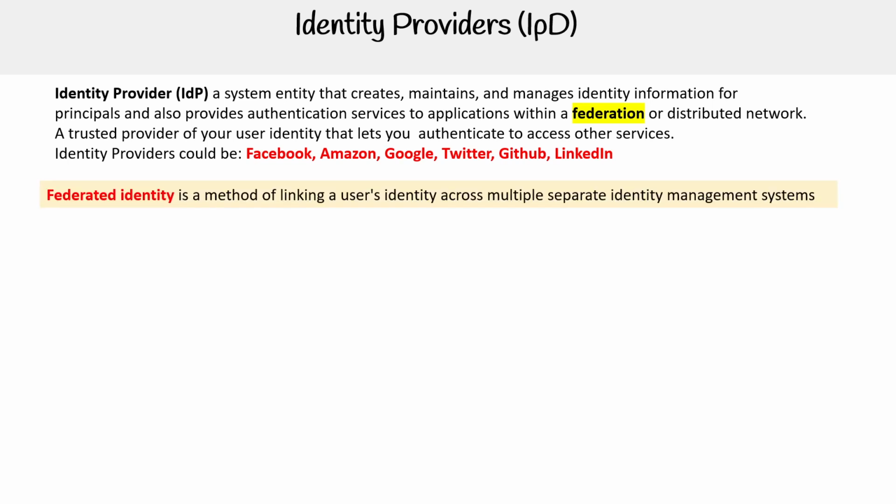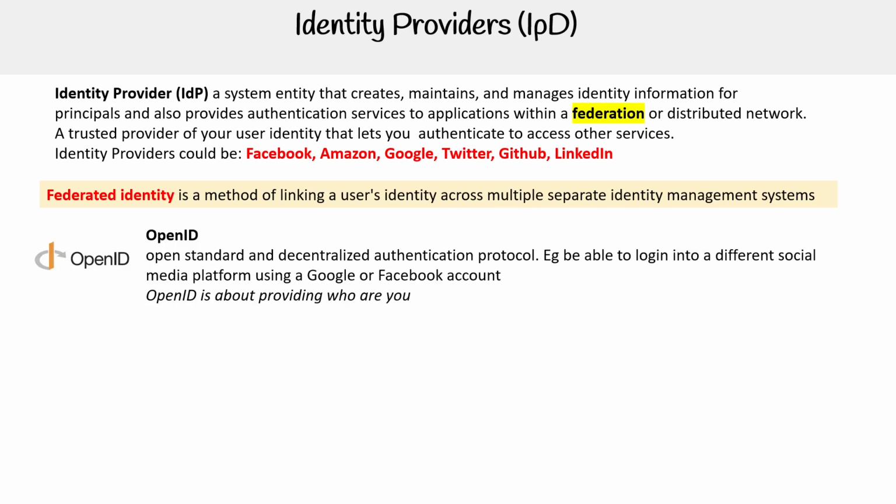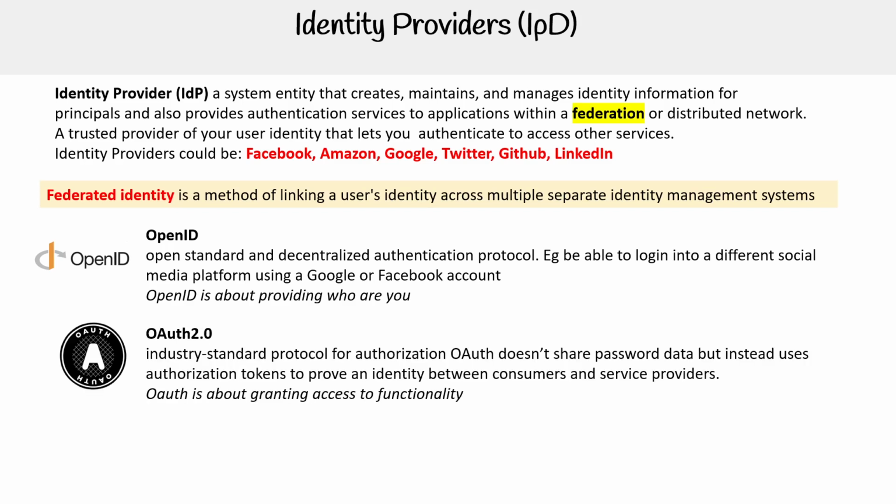If you're wondering what a federation is, a federated identity is a method of linking a user's identity across multiple separate identity management systems. And there's a few solutions that we can utilize when we want to implement IDPs. The first is OpenID. This is an open, standard, and decentralized authentication protocol. And so the idea with OpenID is about providing who you are.